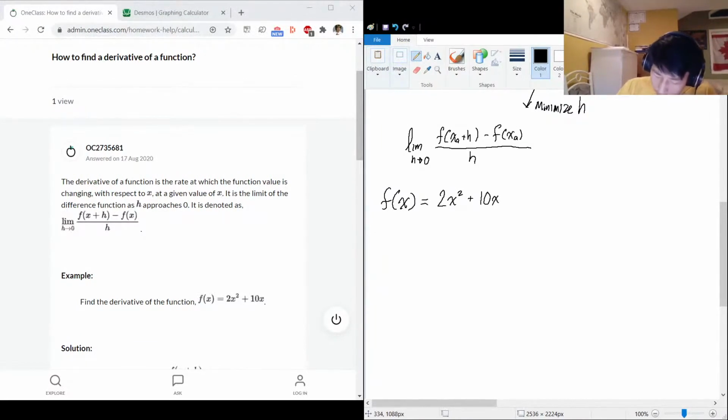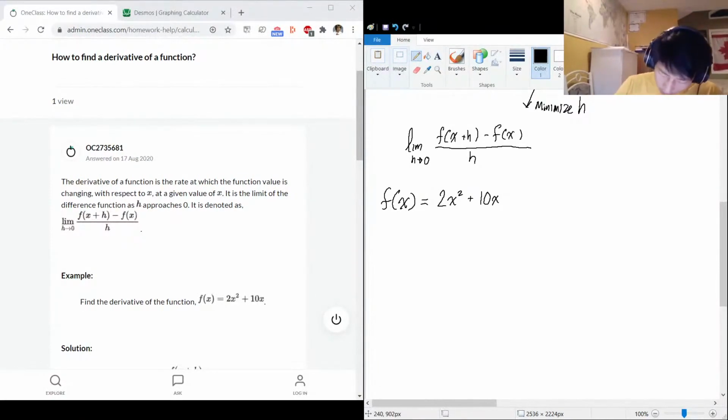Plus 10x. So let's sub this into our equation. Instead of using a specific value for x, which would be like an x of a, let's just use a general x. So I'll erase the subscript a that we have here, because if we're trying to find the derivative at a certain point, let's say at x equals 5, we would sub in x of a is 5. But instead, we're just going to keep it as a general x.